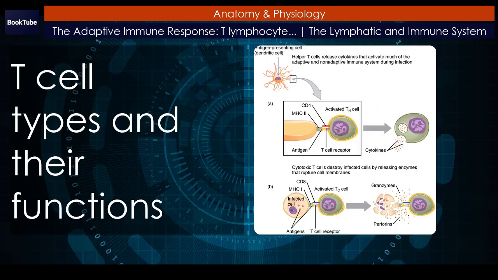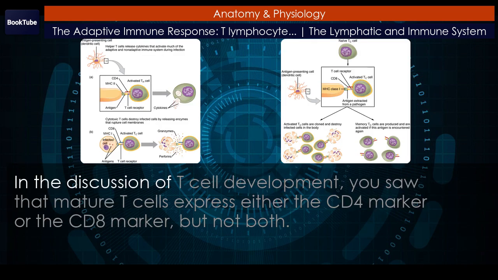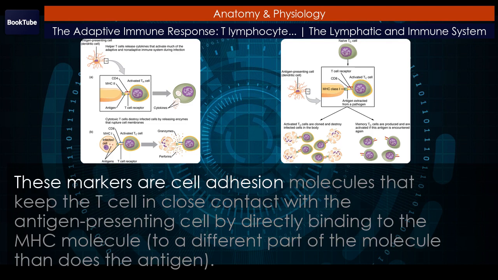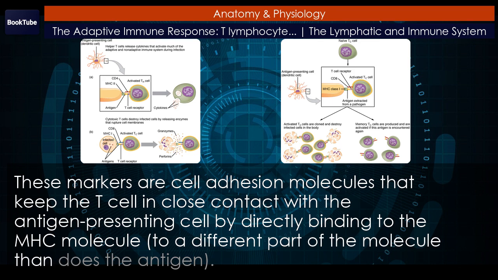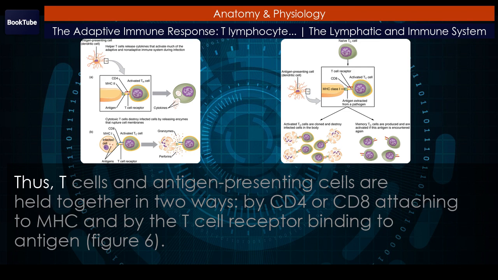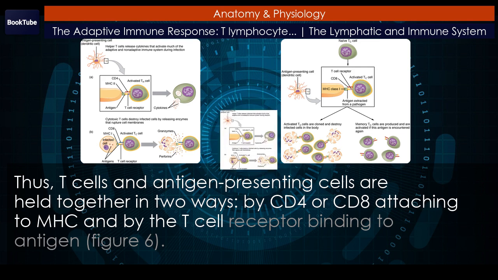T cell types and their functions. In the discussion of T cell development, you saw that mature T cells express either the CD4 marker or the CD8 marker, but not both. These markers are cell adhesion molecules that keep the T cell in close contact with the antigen-presenting cell by directly binding to the MHC molecule, to a different part of the molecule than does the antigen. Thus, T cells and antigen-presenting cells are held together in two ways: by CD4 or CD8 attaching to MHC and by the T cell receptor binding to antigen.